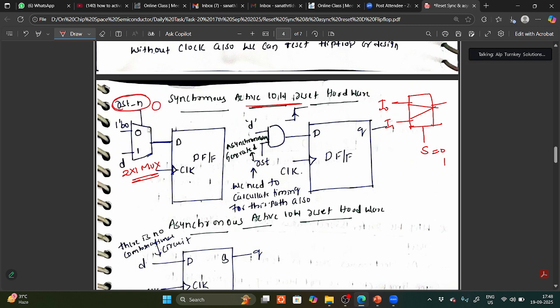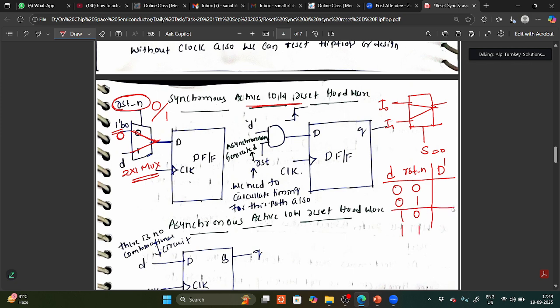So when it is 0, one tick binary 0 is connected to D. If it is 1, D is connected. Or I can connect D and reset with an AND gate also. So with the AND gate, suppose D and reset_n, and let us take the output as D. If you see the AND gate, what is the truth table? 0 0 0, 0 1 0, 1 0 0 and 1 1 1.